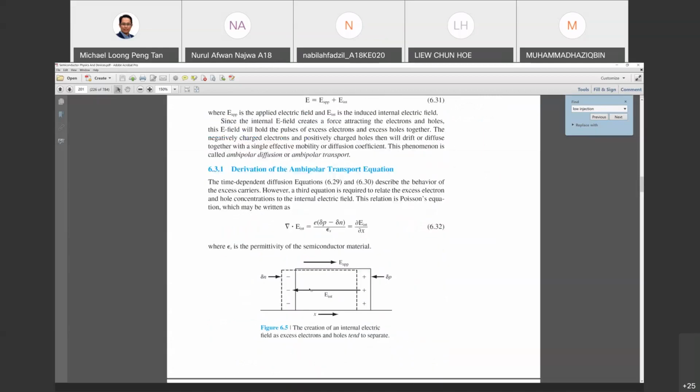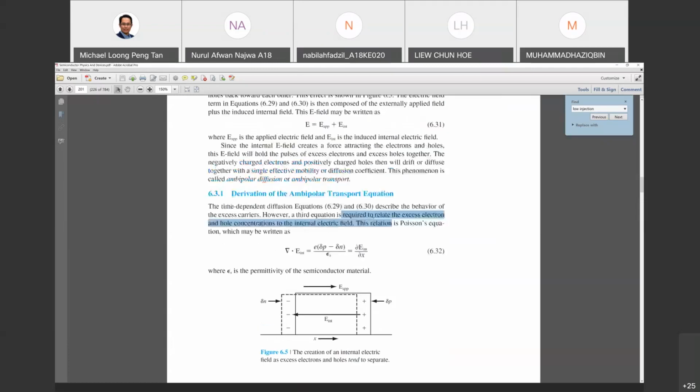If we apply an electric field, like normally say we got a battery, you put it into a resistor, we got an electric field, but there is also another one, the internal electric field. So this is what ambipolar is here. They say that, however, a third equation is required to relate the excess electron and hole to the internal field. Then they use the Poisson equation.